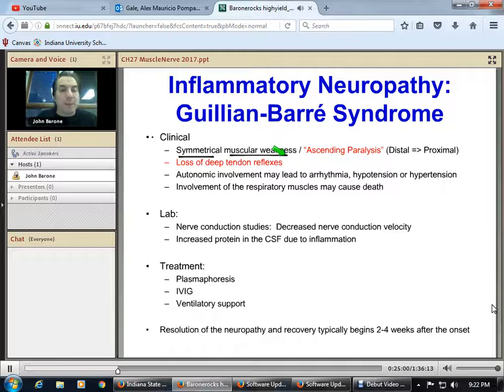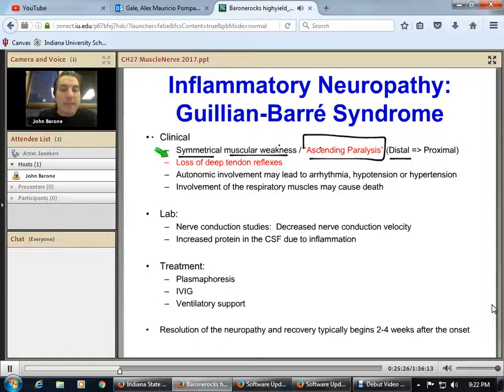Now, clinically, it's usually a symmetrical muscular weakness, but it's only weak because it's the nerves. It's really a paralysis. And it tends to affect the distal first, so you usually get lower extremity first, and then it rises and gets more proximal until finally it can get to the respiratory muscles and potentially kill you. If your diaphragm doesn't work, you can die. We'll have to put you on a ventilator.